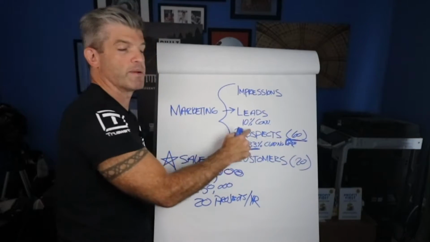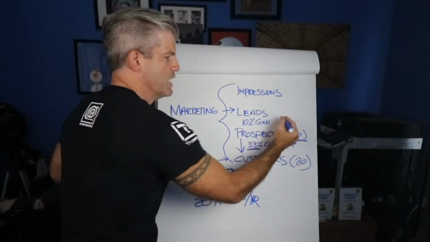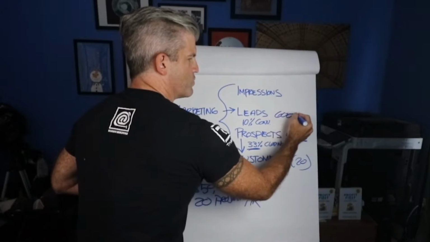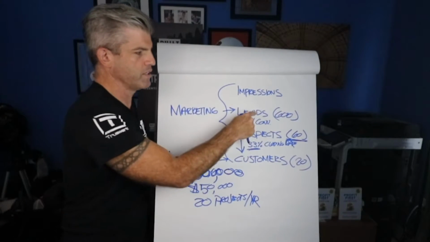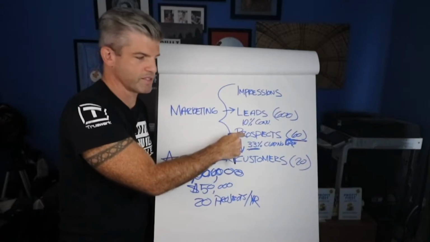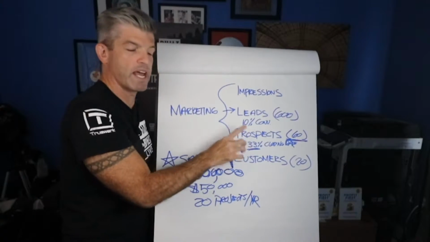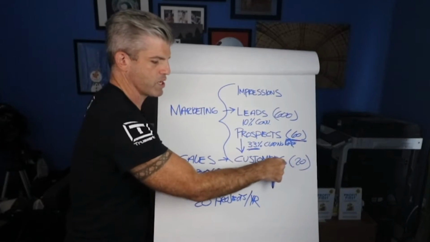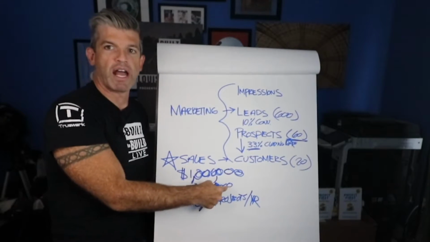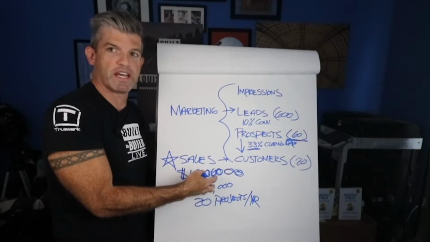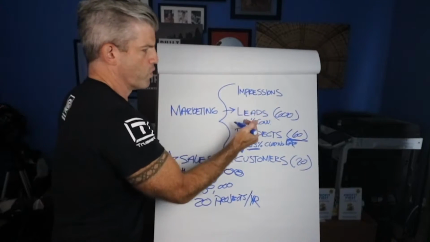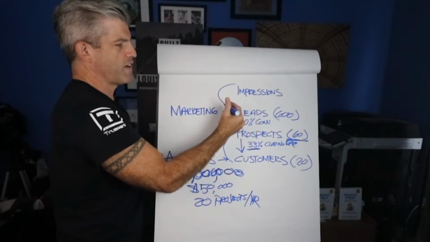We're going to take 60 divided by 0.10, or 10%. That means we need 600 leads coming into our company, which are going to give us 60 prospects. We only have to close 1 out of every 3 of those. That's going to give us 20 projects, and if we're maintaining our average project size of $50,000, that's going to lead to $1 million.